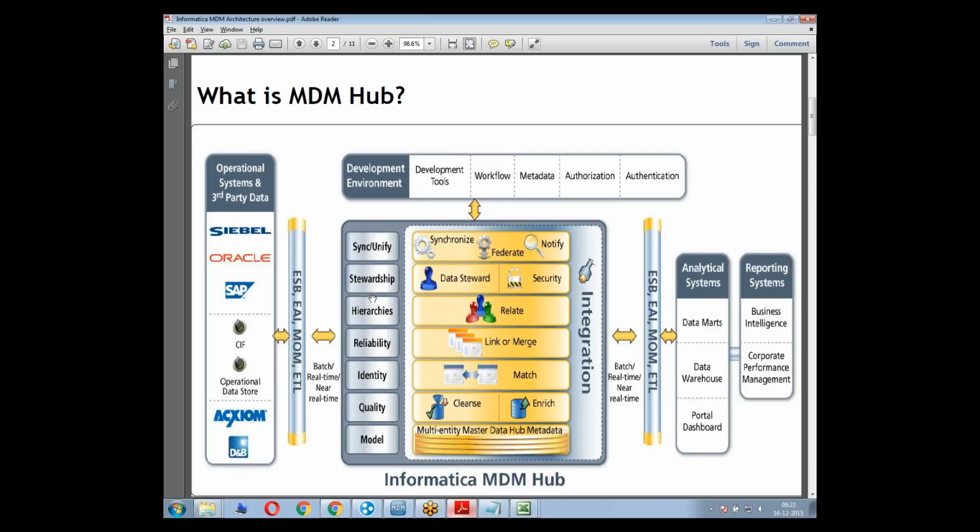Okay, now let's try to complete this. Everything is just a repetition of that, so I'm not repeating that architecture again. You can go through this document. Cleanse and enrichment are nothing but the mapping that we talked about. Match is match, link or merge.